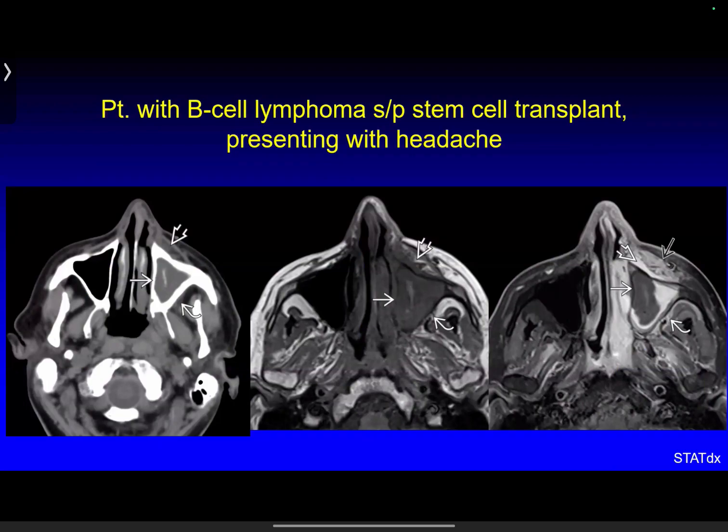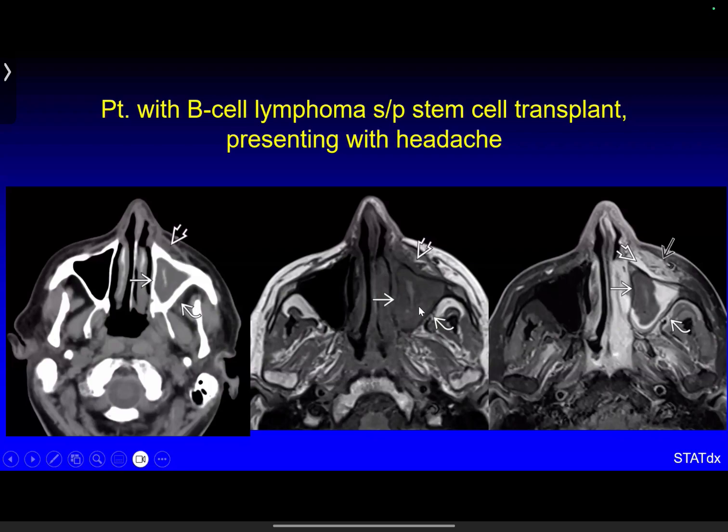The next patient in the ER has B-cell lymphoma and is status post a stem cell transplant and now is presenting with headache. CT of the neck was obtained, which showed diffuse opacification of the left maxillary sinus, chronic osteitis, sclerosis of the walls consistent with a chronic left maxillary sinusitis. But there was infiltration of the preantral fat and the retroantral fat, which were very concerning findings.